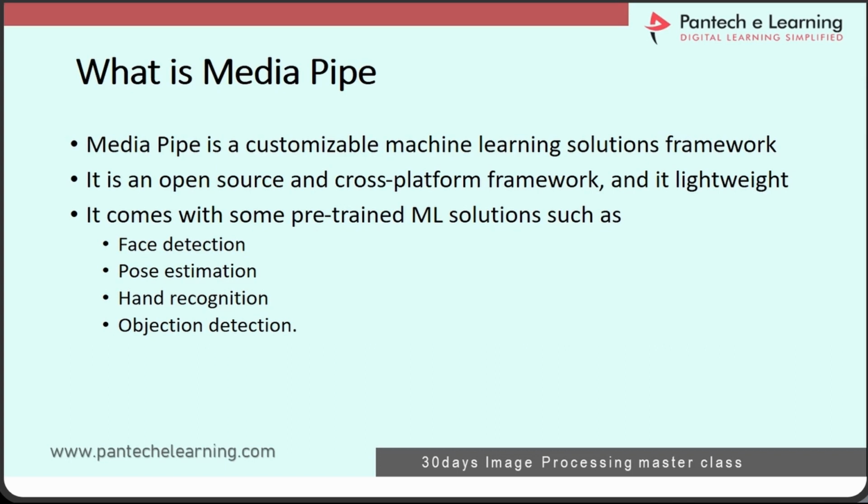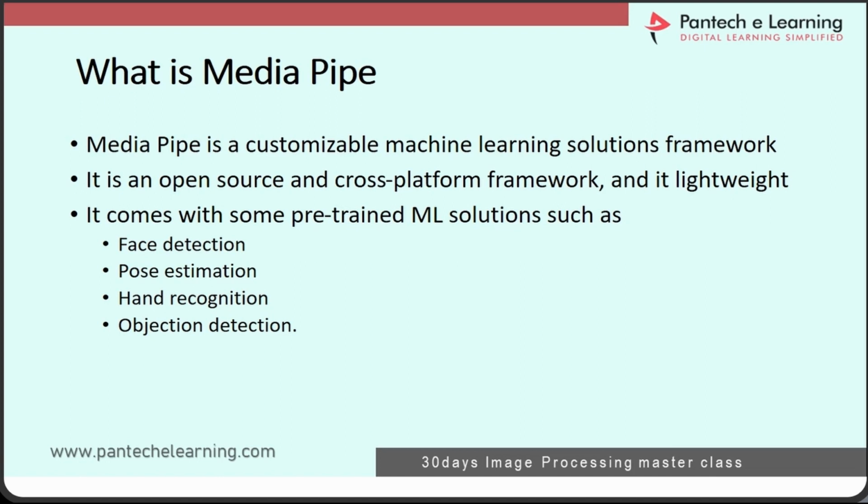Why are we choosing that one? Because it is a pre-trained machine learning solution such as face detection, pose estimation, hand recognition, and object detection. That is very important here. That particular framework will help to detect the hand exactly.